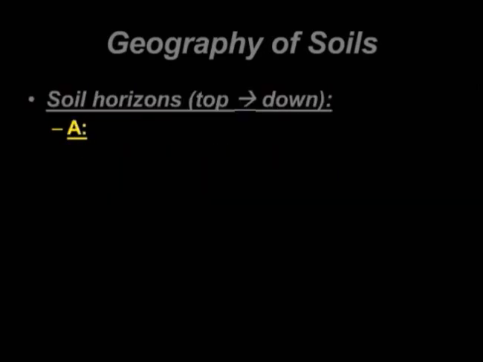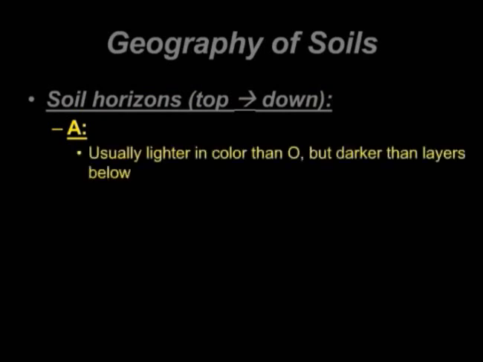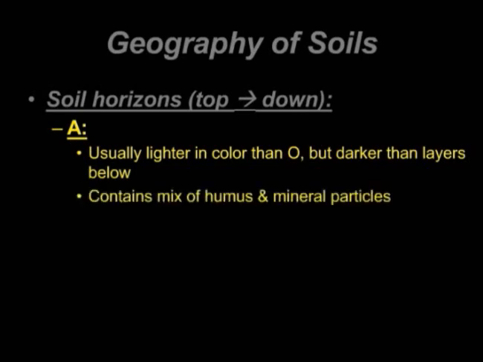Just below the O layer is the A layer. The A layer is a little bit lighter in color than the O layer, but darker than the layers below. That's because of the higher percentage of humus in this horizon that's closer to the O, closer to the top. This area contains a mix of humus and mineral particles, so there's not as large a percentage of humus in this layer as there is in the O layer, but there is still a good amount of nutrients and organic matter, which gives that darker color.